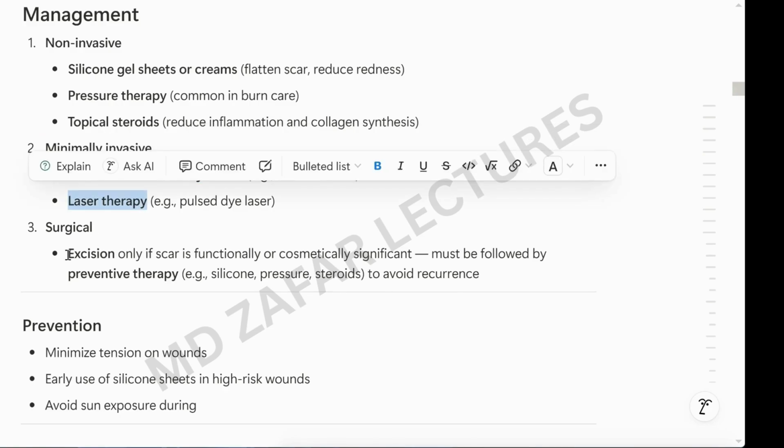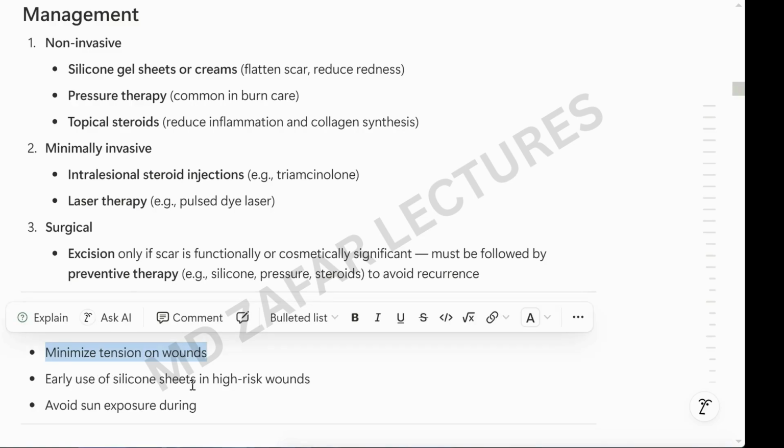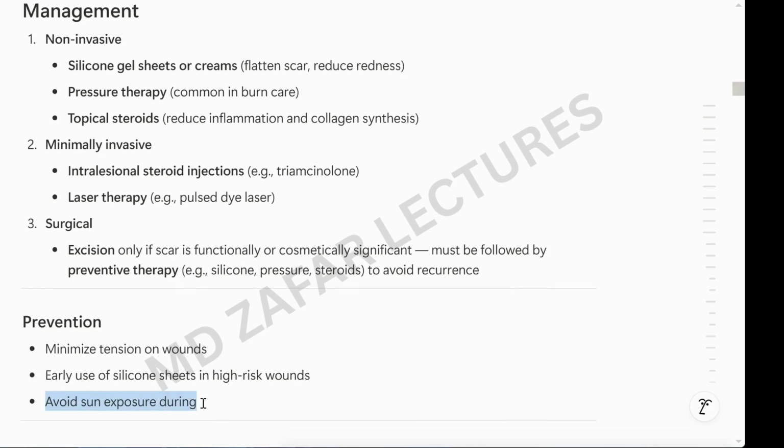Second, we have minimally invasive procedures like intralesional steroid injection, followed by laser therapy. Thirdly, we can excise it, but that is only done if there is some cosmetic or functional problem associated with the location of the hypertrophic scar. In terms of prevention, minimize the tension on the wound while suturing. Use of silicone sheets in high-risk patients can be helpful in prevention, and avoiding sun exposure to the site of injury can prevent formation of a hypertrophic scar.